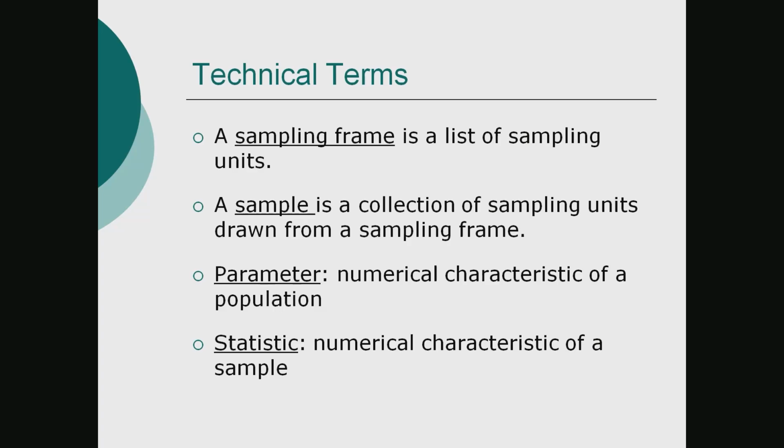Sample. A sample is a collection of sampling units drawn from a sampling frame. Sample is a part of the population, also a manageable representation of the larger group. Whenever it is impossible to collect data from each and every unit in the population, we can go for a sample. Based on the sample, we can infer about the whole population. Next, parameter and statistics, very important definitions in sampling.